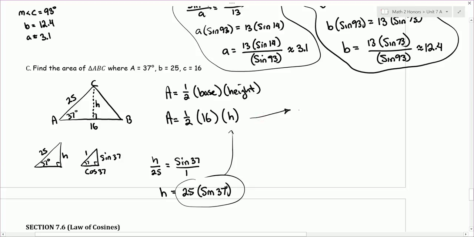And so now we get the area is 1/2 times 16 times 25 times the sine of 37 degrees. Use your calculator. And we get the area is approximately 120.4 square units.